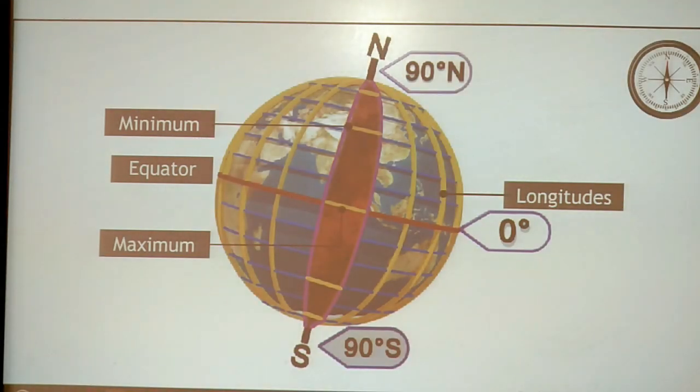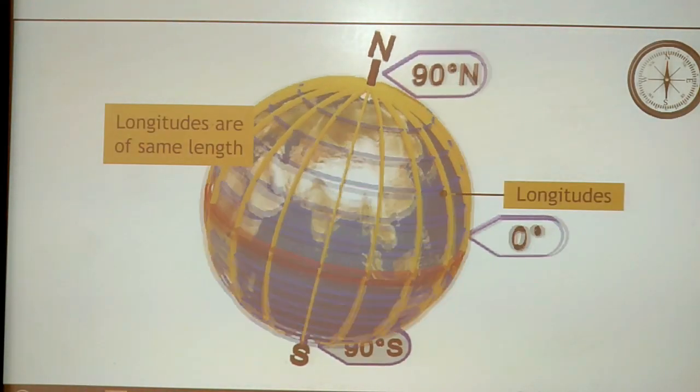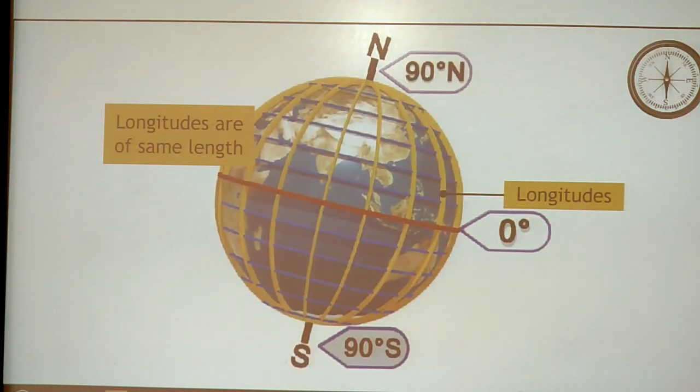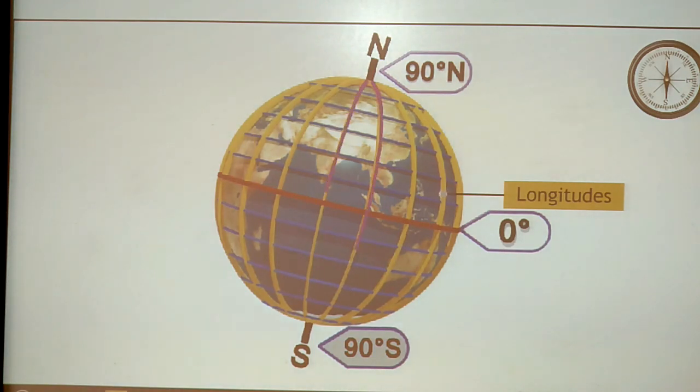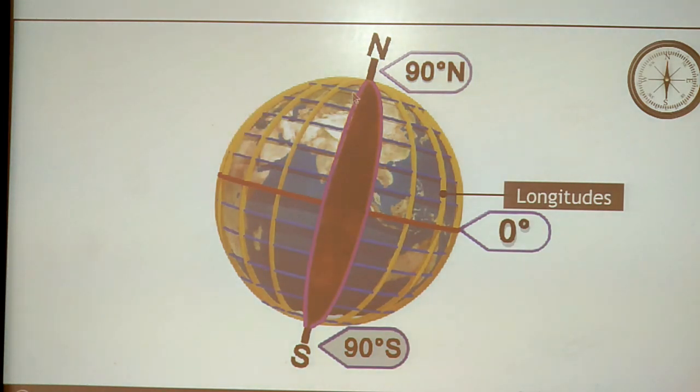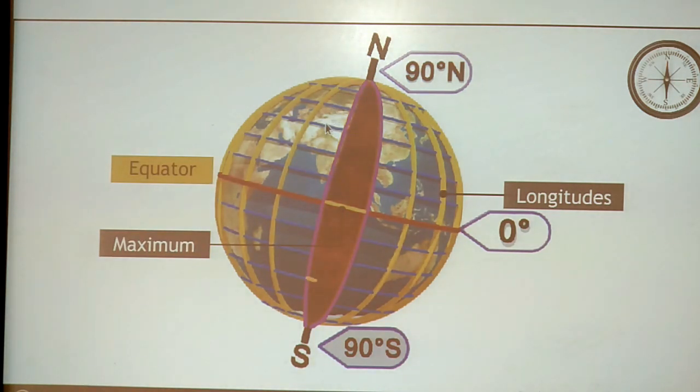Moving on, now we will see how these lines are formed. See, longitudes are of the same length. The lines that run from the north to south pole are of the same length. But the distance between two longitudes is not always the same, because the shape of the earth is a sphere. So the distance will be more near the equator, and when you go near the poles, the distance between the longitudes will be less.